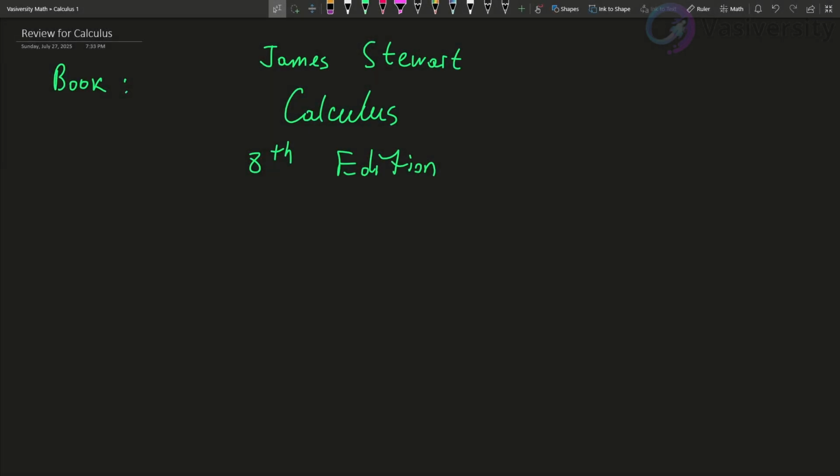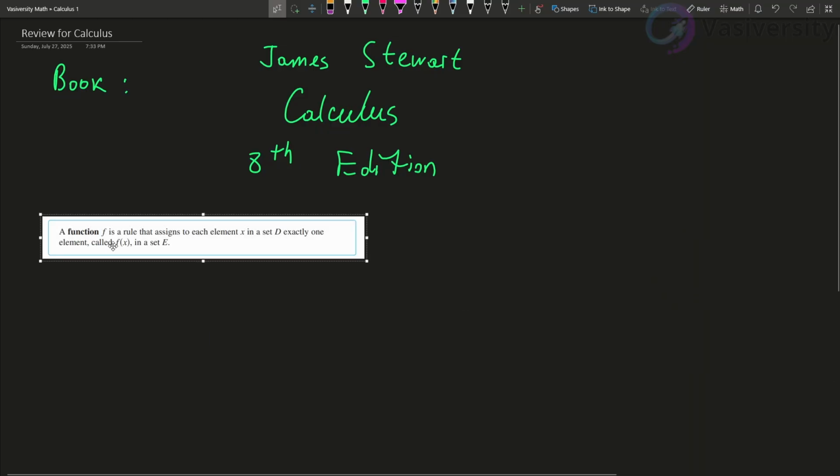Today we're going to be starting Calculus 1. So our first lesson is going to be review for calculus. We're going to review some of the algebra, some of the trigonometry things for us to keep in mind before we're entering the calculus. So let's go ahead and start with a function and a function definition.